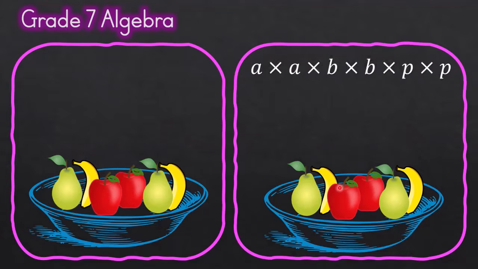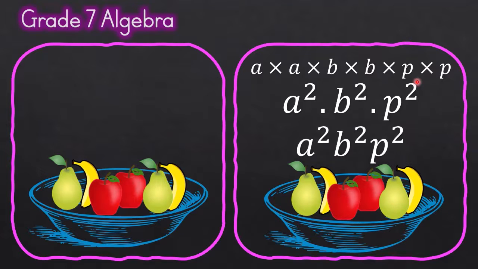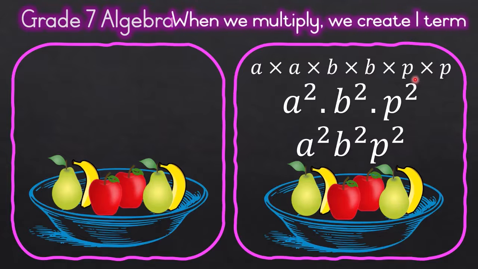So let's look at what we've got. We have two apples, an A and A. We have two bananas, a B and a B, and we've got two pears, a P and a P. So yes, we can write it out like that, or we can just simplify it to look like this: a squared, b squared, and p squared. In this case, you can see that there are two apples together in the basket. There are two bananas in the basket, and there are two pears in the basket. Again, when we multiply, we create one term.